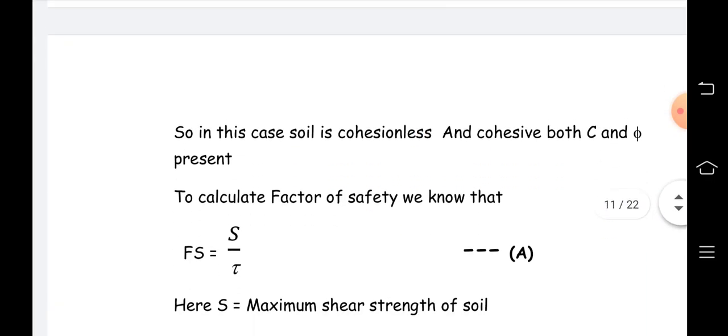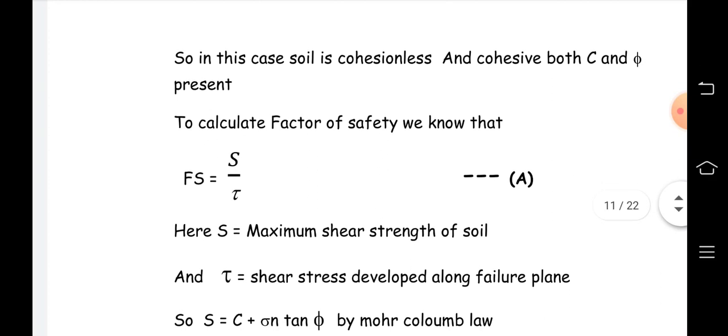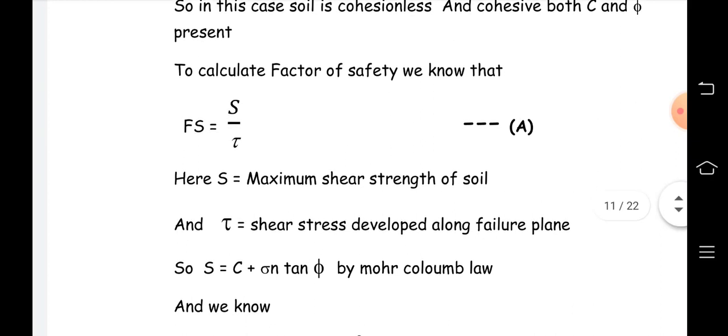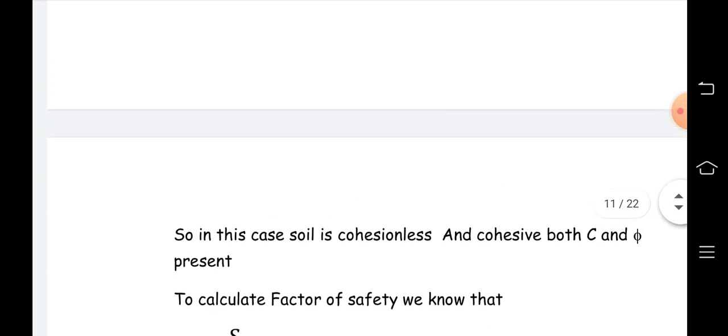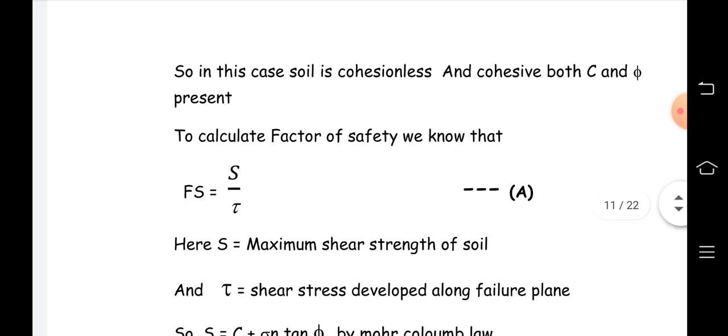By using the formula of factor of safety, we know that Fs equal to S upon tau. S is the maximum shear strength and tau means the maximum shear stress along the potential failure. We know the formula S equal to C plus sigma n tan of phi, that is normal stress tan of phi, and tau is the maximum shear stress, which we have also calculated, that is gamma z cos of beta sin of beta.